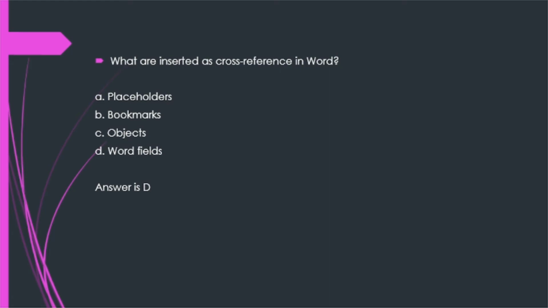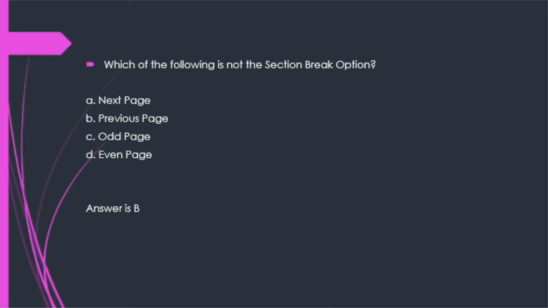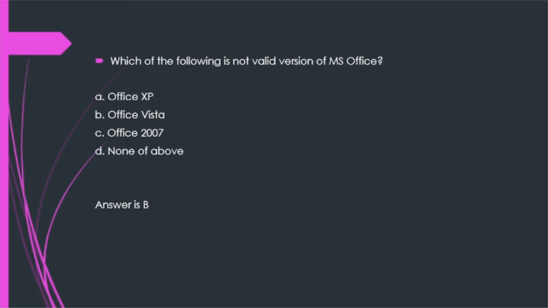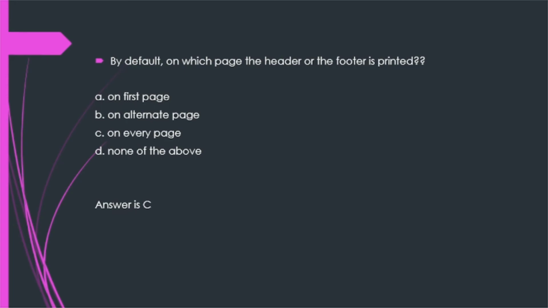Which of the following is not the section break option? The correct answer is B. Previous page. Which of the following is not a valid version of MS Office? The correct answer is B. Office Vista. By default, on which page is the header or footer printed? The correct answer is C. On every page.